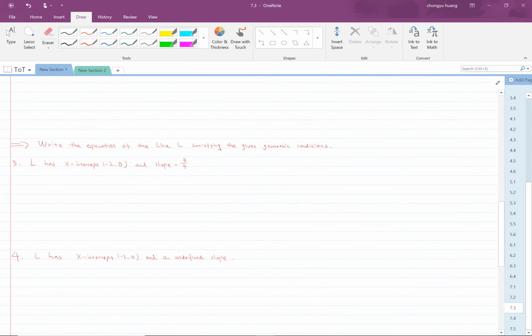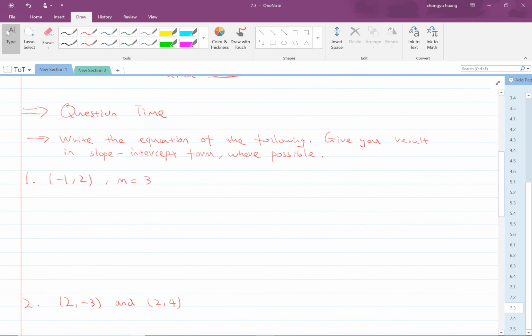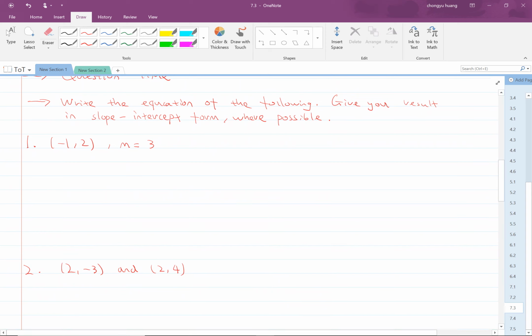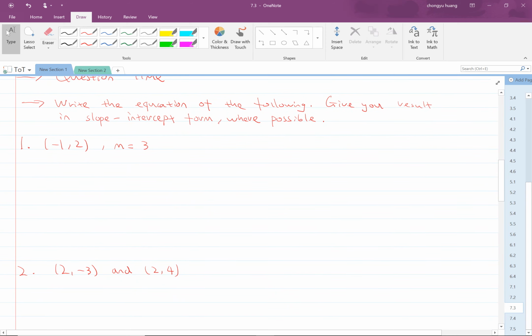Okay, so let's start with question 1. Here the question says we need to write the equation of the following, and give your result in the slope-intercept form where possible. So first we want to find the equation, and if possible, we have to write it in slope-intercept form. That's the meaning of the question.